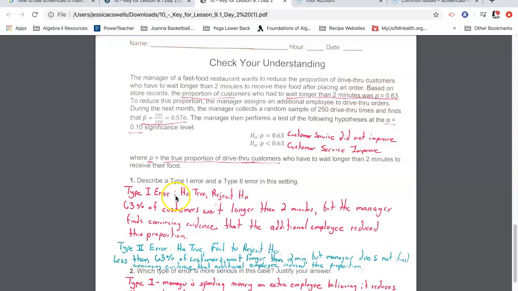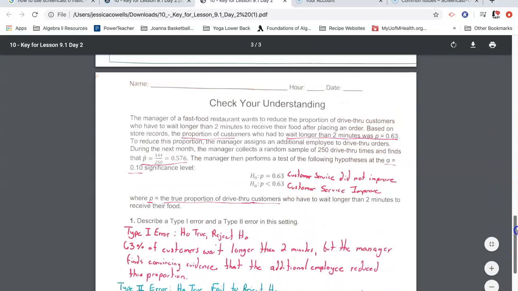So a type 1 error is where we reject the null hypothesis even though the null hypothesis is true. So if our null hypothesis is true, that means 63% of customers wait longer than 2 minutes. But he's going to reject that. That means if he's rejecting it, he finds evidence against it. But the manager finds convincing evidence that the additional employee actually reduced this proportion. So that would be a type 1 error.